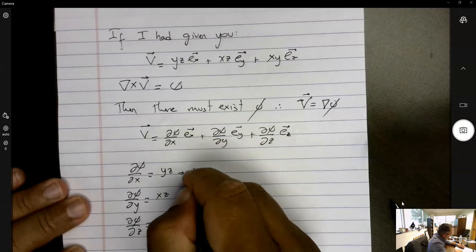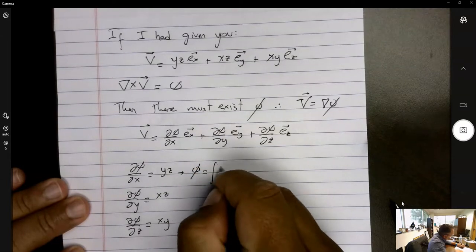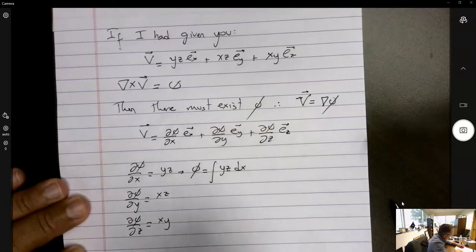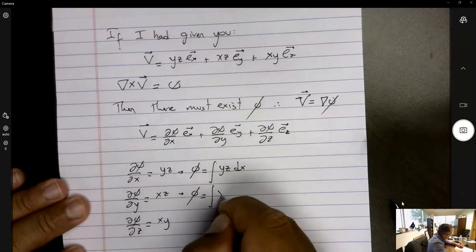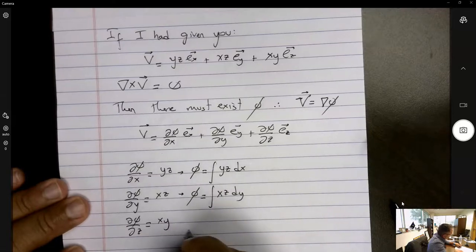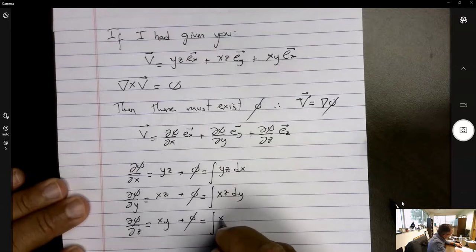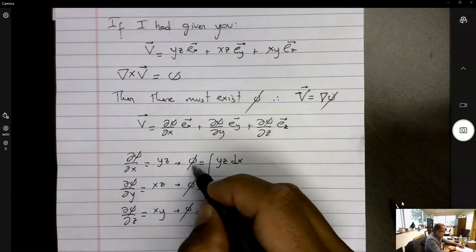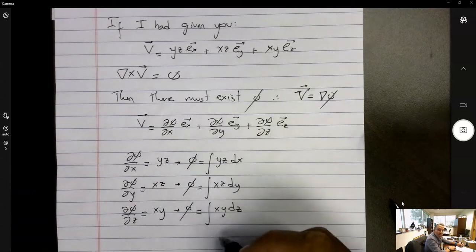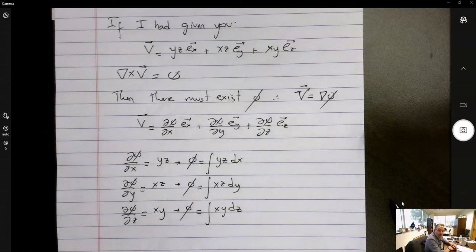So then we can calculate phi by integrating yz as a function of x. We can also calculate phi by integrating xz as a function of y, and we can calculate phi by integrating xy as a function of z. So three separate ways of getting to phi, and by the way, these are not three different results. All three of these have to coincide simultaneously.